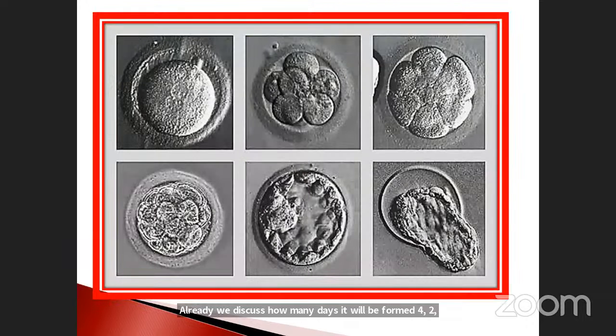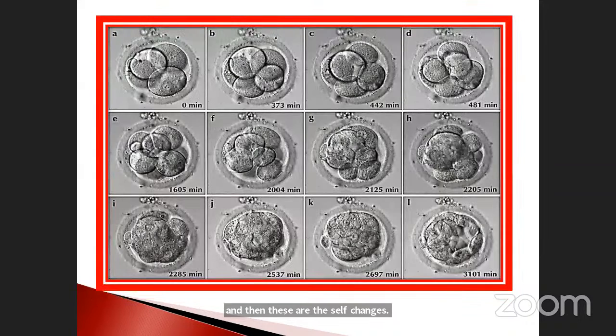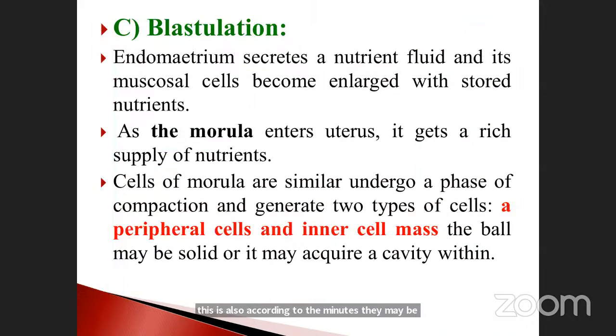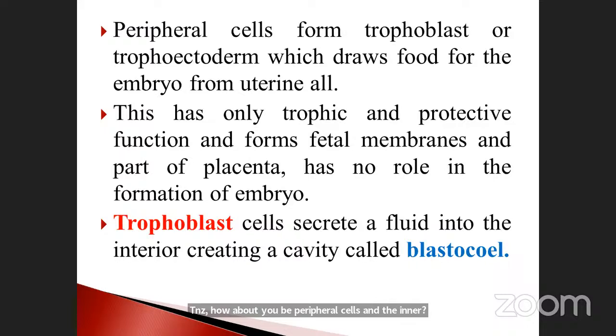And then these are the cell changes. What are the cell changes which occur within the uterus? So this is also according to the minutes; they may be calculated and also stated. And blastulation. What is the main importance of blastulation? It secretes nutritive fluids, and also the morula supplies the nutrients. How will it be? Peripheral cells and inner cells. Two types of cells have been reported. After that, what happened?